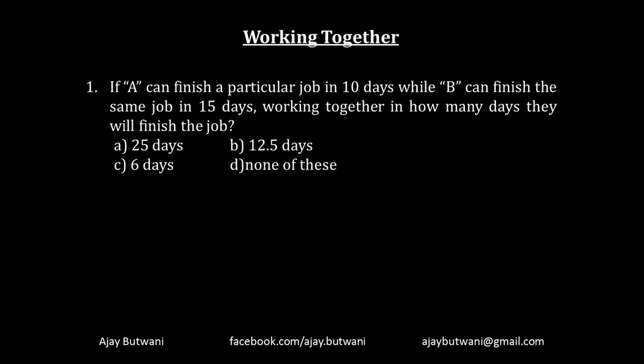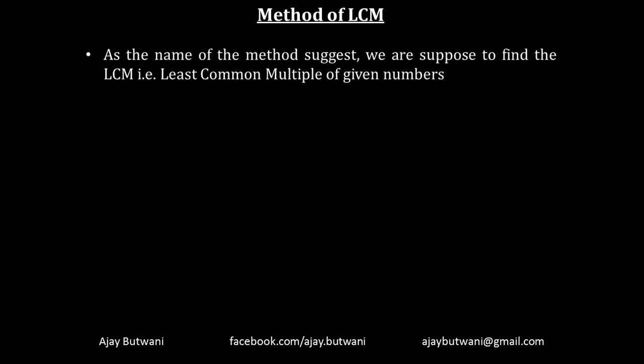We will be using a method by which we will be finding the answer of any question of time and work within 30 seconds. You don't believe me? Okay, so first of all, let us see the particular method. The method is called the method of LCM. LCM is nothing but your favorite least common multiple. Now, as the name suggests, we are supposed to find the LCM of some numbers.